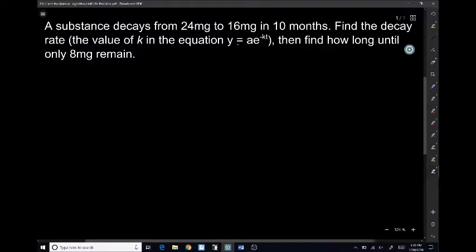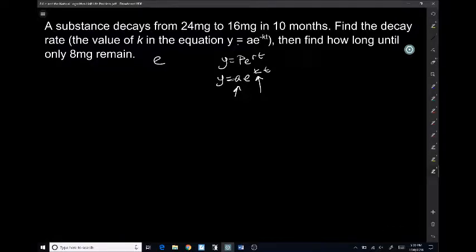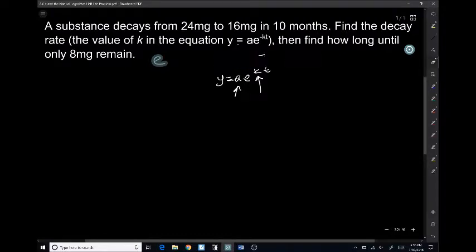And because it's an all the time thing, we use e. So we've been seeing y equals Pe to the rt for money, but we often just typically see Ae to the kt. A is your starting amount, and k is called your growth or decay rate, growth or decay constant. This, again, is involving e because it's happening continuously. So we want to try and find what this k value is in this problem.